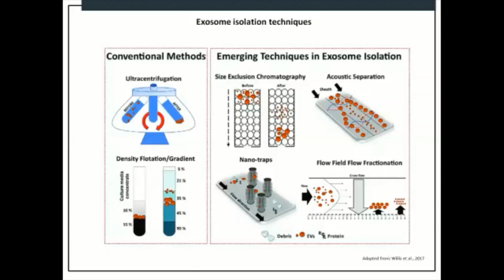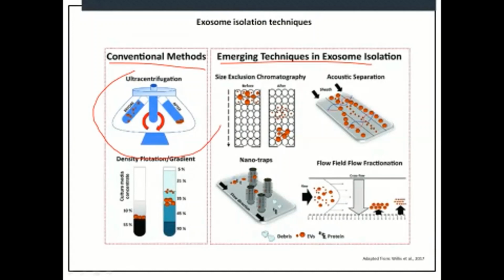So how can we isolate these exosomes? Now that we know what exosomes are, we need to isolate them. There are conventional methods and also a few emerging techniques for exosome isolation. The conventional methods use ultracentrifugation and density gradient centrifugation to isolate exosomes. These are the most common methods still in practice.